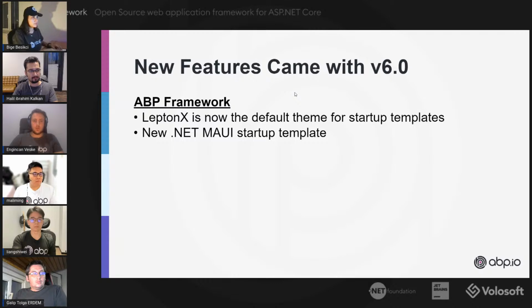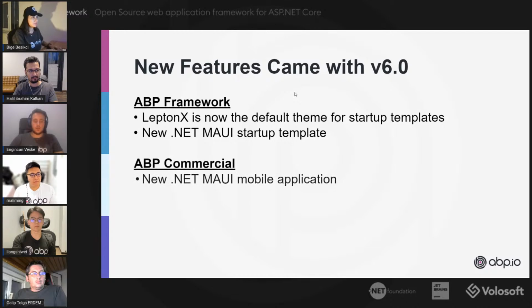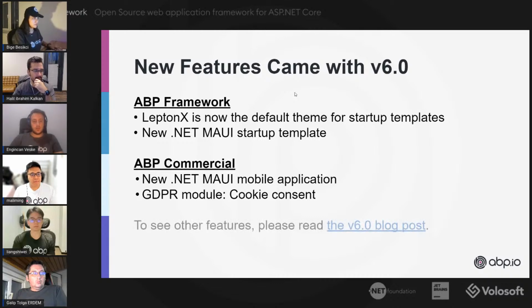A new .NET MAUI startup template has been added to ABP framework. For ABP commercial site, a new .NET MAUI mobile application has been added as an alternative to React Native mobile application. And a cookie consent feature has been added to the GDPR module within this version. Today I will only mention these four features, but there are many other features. So if you want to see other features, you can read the blog post of version 6.0.